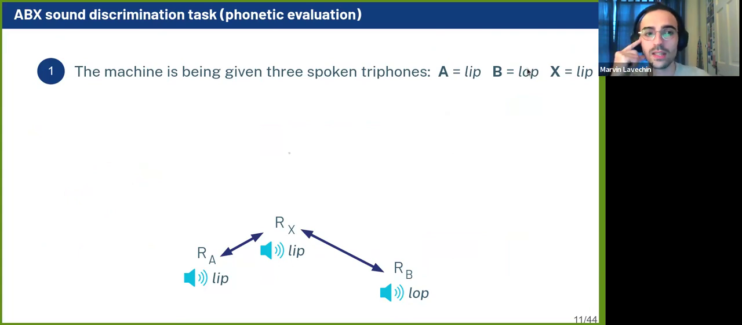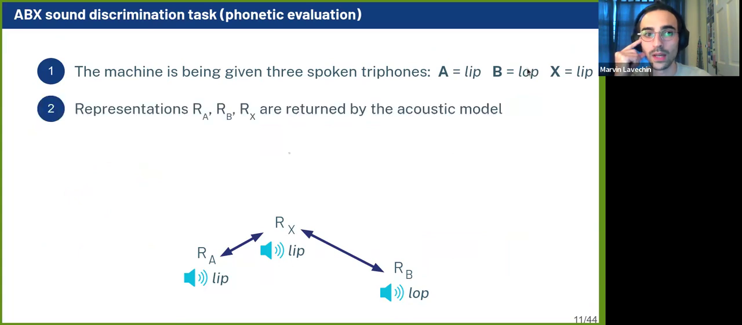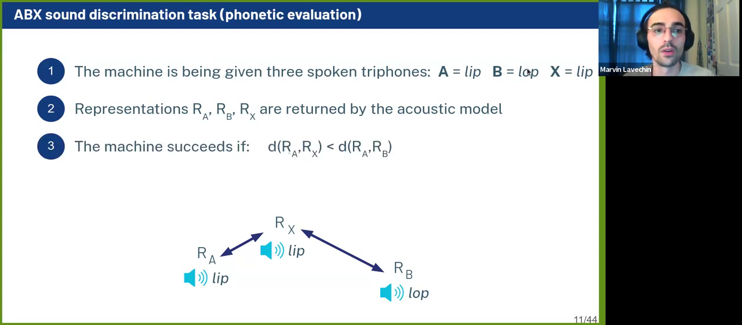So in this task, the machine is being given three spoken triphones, so for instance, lip, lop, and lip. So we compute their representation via the acoustic model. So basically, we give an audio recording that contains lip to the model, and the model returns a bunch of numbers, which are called representations.